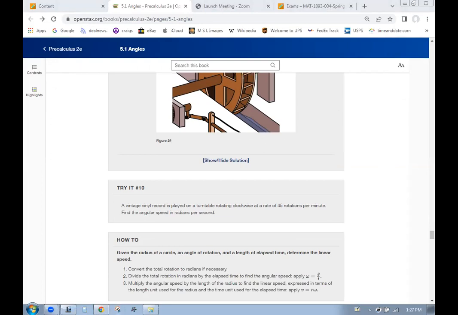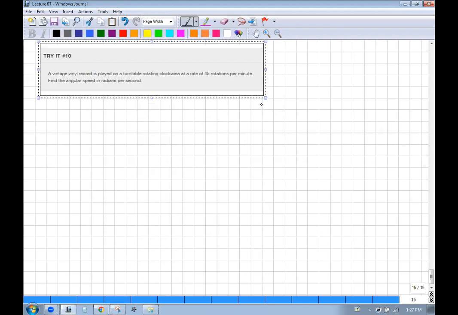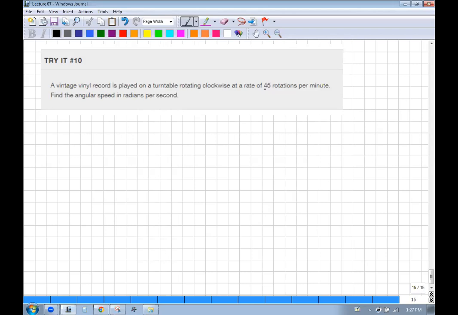Try it, number 10. Okay. A vintage vinyl record is played on a turntable rotating clockwise at a rate of 45 rotations per minute. Find the angular speed. Okay. Omega is angle per time. It's doing 45 rotations. A rotation is 2π radians, and it's doing that every minute, angle per time.